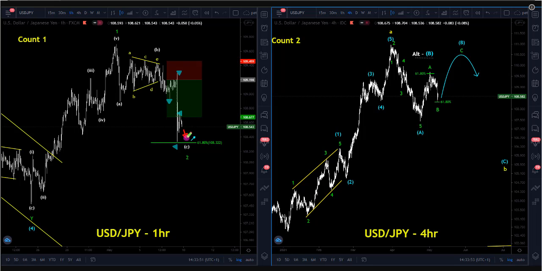So price can come to this level, then move up so that green wave 3 starts. Alternatively, there is also another count which is a very interesting count.